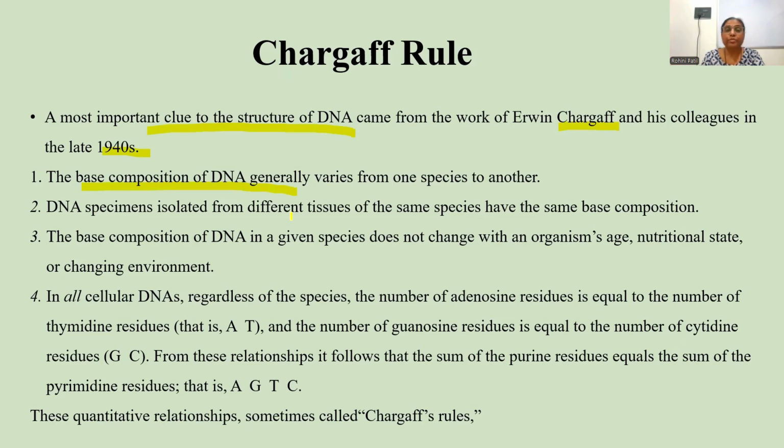And next one, what? DNA specimens isolated from the different tissues of the same species, that means of the same organism. Suppose you have taken a rabbit, and from the rabbit you are taking the sample of the DNA from its lungs or heart. It is going to consist of the same amount of the DNA. In this way the DNA specimens isolated from the different tissues of the same species have the same base composition.